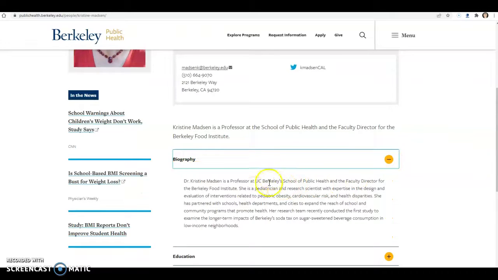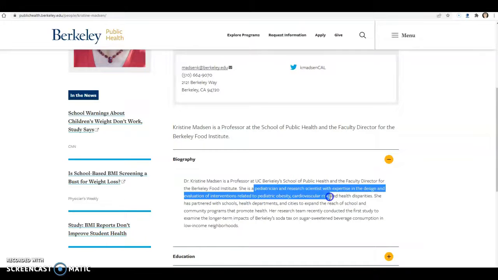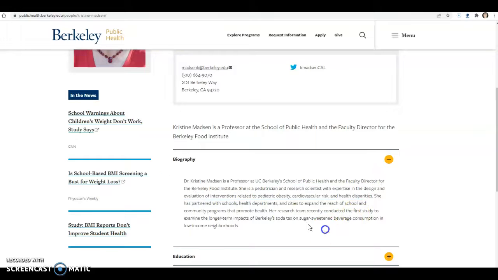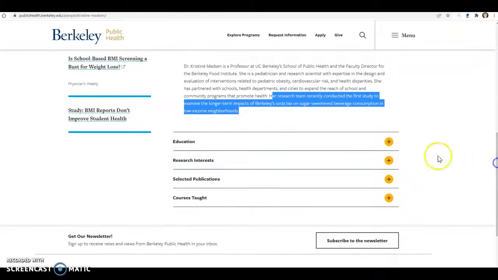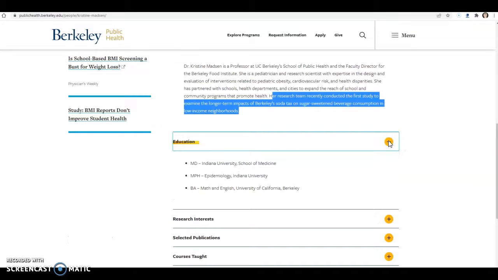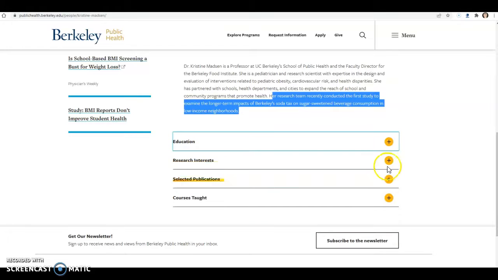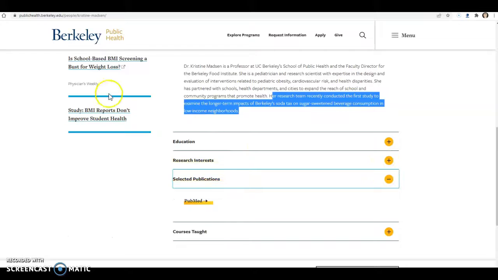We have her biography, which he used part of there, a pediatrician and research scientist with expertise in the design and evaluation of interventions, which a soda tax would be an intervention related to pediatric obesity and other things related. Her research team recently conducted the first study to examine the long-term impacts of the soda tax on sugar-sweetened beverages in low-income neighborhoods in Berkeley. We have her research interests, which isn't as helpful. We have her degrees. We have her publications.